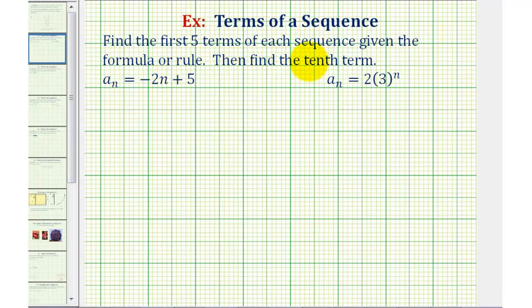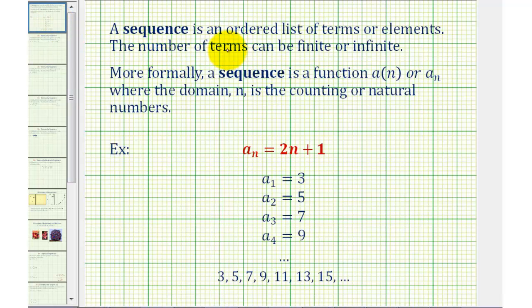We want to find the first 5 terms of each sequence given the sequence formula or rule, and then also find the 10th term. Let's start with a quick review. A sequence is an ordered list of terms or elements where the number of terms can be finite or infinite, meaning we can have a certain number of terms or we can have an unlimited number of terms.